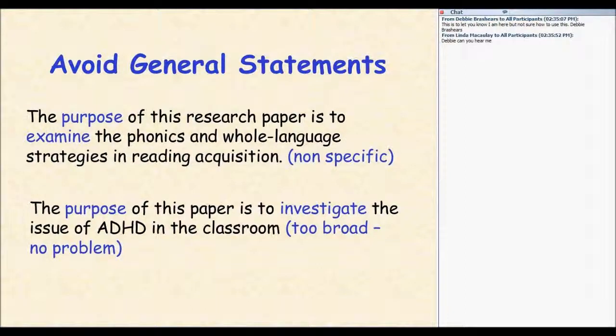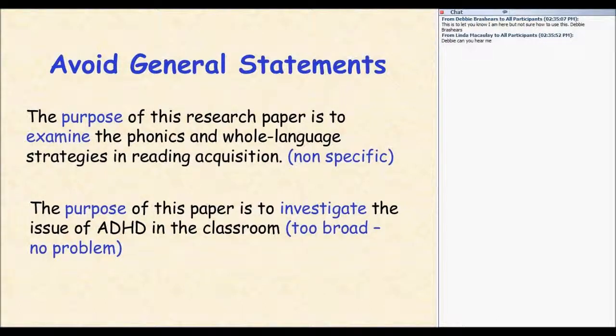You want to avoid some general statements that are way too general for your purpose statement like these. The first one is very non-specific. The purpose of this research paper is to examine the phonics and whole language strategies in reading acquisition. At this point, if you wrote something like that for a purpose statement, I still don't know exactly what you're doing for this 5 to 8 page paper because it's way too broad and not very specific for a 5 to 8 page paper.